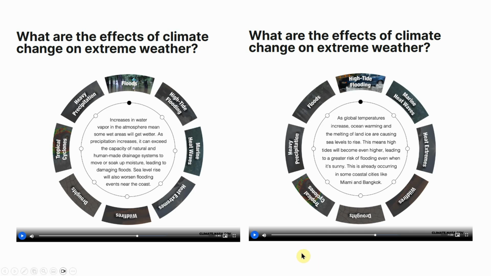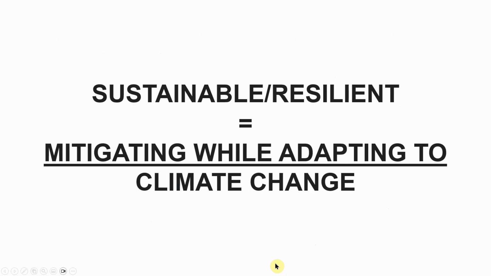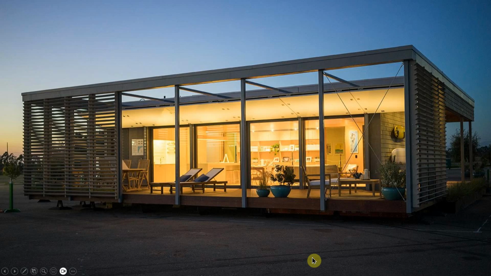And one of the effects is increased flooding, and high tide flooding. That's going to be the resiliency approach to the SURE house that we're going to talk about. So the summary is that we need sustainable and resilient design paired together, because we're mitigating while adapting to climate change. And so now we're back at the SURE house, and we're going to talk about how this project conceived of this problem and tried to solve it in its own context.